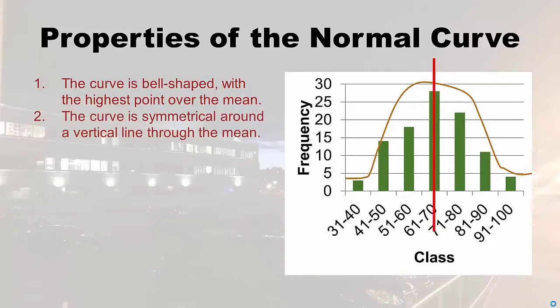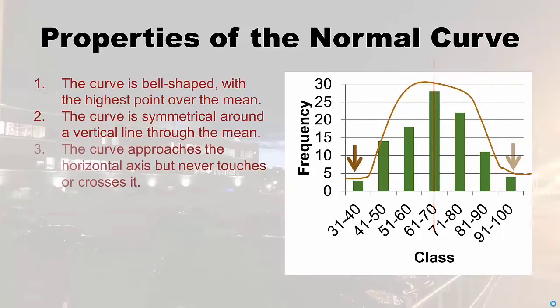And then I also wanted you to notice that the curve is symmetrical with a vertical line through the mean. So there's like a mirror image of the curve on either side. Now it's not perfect, obviously, but it should be roughly like that. And this is not true of skewed or bimodal or these other things we've been talking about.